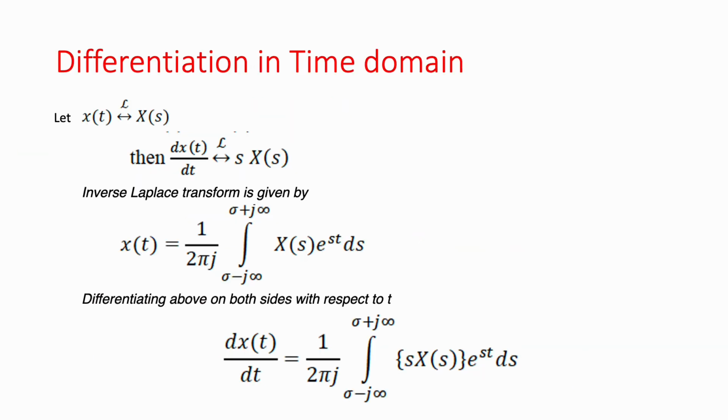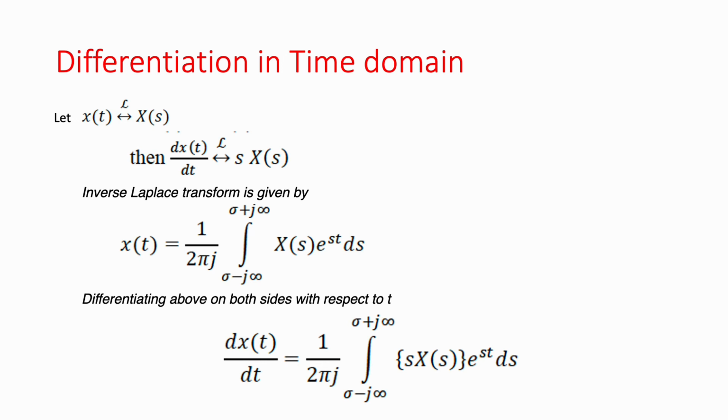Next property is differentiation in time domain. The first part you know, x of t has Laplace transform x of s. Then dx of t by dt, this is a time domain signal. Differentiate the time domain signal with respect to t. If you take the Laplace transform, it gives s into x of s. Now we can see the proof part.